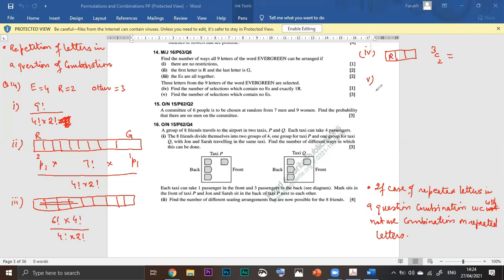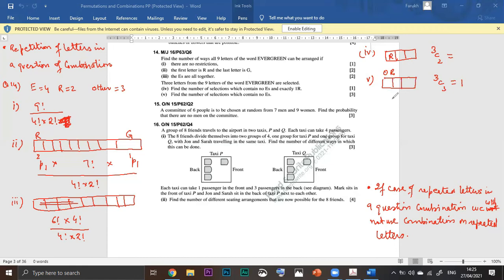Part 5. Find the number of selections which contains no e's. So we will rule out e's. We are left with 2 r's and 3 other letters. Now we will make the cases in which there is 0 r. If there is 0 r, then we will have to select the 3 letters from the remaining 3. 3c3 is equal to 1.